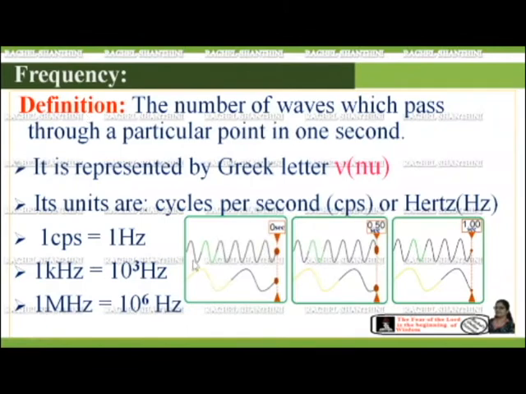Frequency definition: the number of waves passing through a particular point in 1 second is called frequency. It is represented by the Greek letter nu. Its units are cycles per second, that is CPS, or hertz, Hz. 1 cycle per second is equal to 1 hertz. 1 kilohertz is equal to 10 to the power of 3 hertz. We know that 10 to the power of 3 is 1000. Kilo means 1000. So 1 kilohertz is equal to 10 to the power of 3 hertz. And 1 megahertz is equal to 10 to the power of 6 hertz.